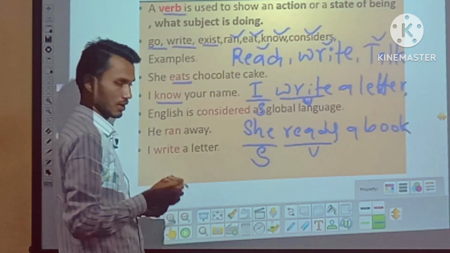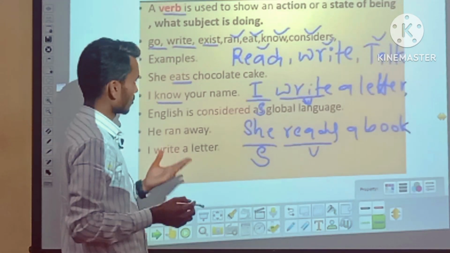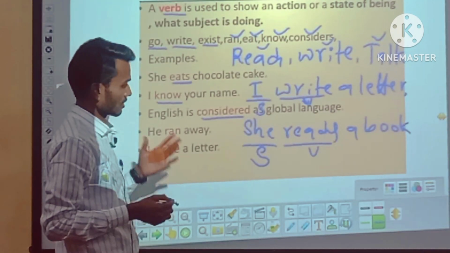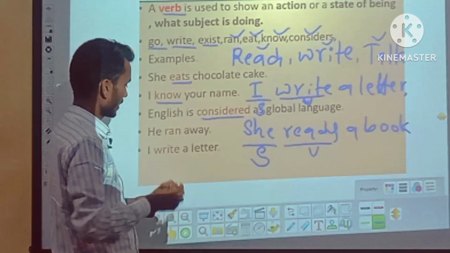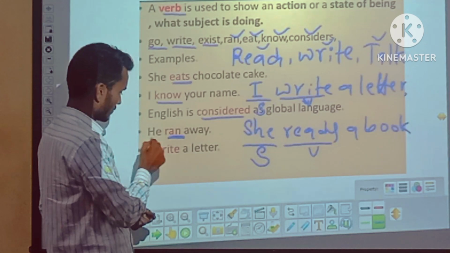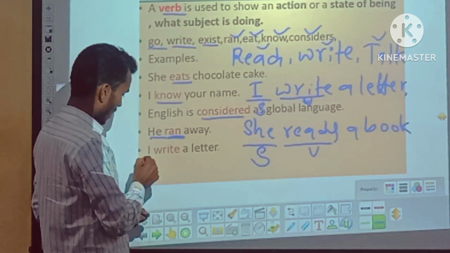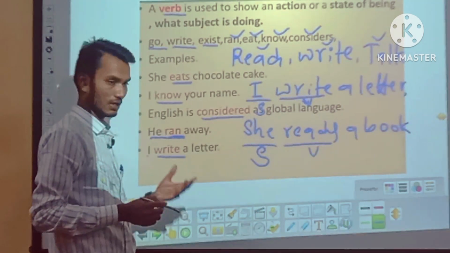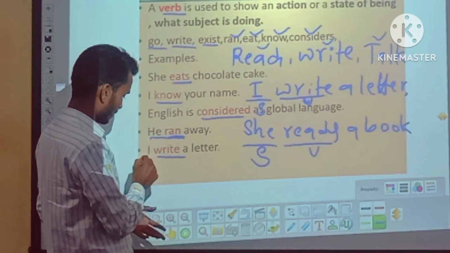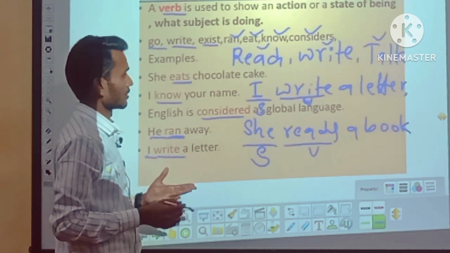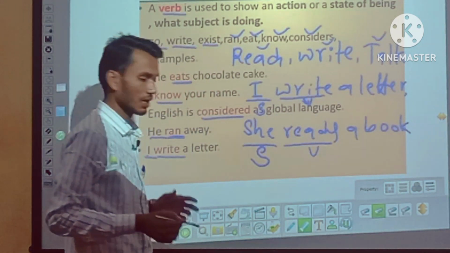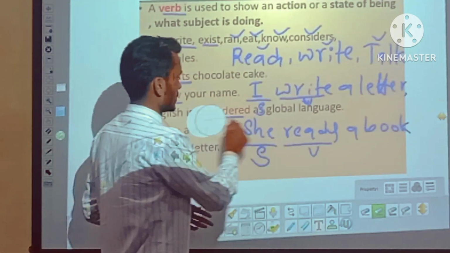I know your name. Here know is a verb. Right, then English is considered as a global language. Here considered is a verb, right? He ran. Here ran is a verb because it tells the action of a subject, that is he. And I write a letter. Here write is a verb, right? It tells the action of a subject, that is I. So it is very simple, right? Verb is nothing but it talks about the action of a subject.